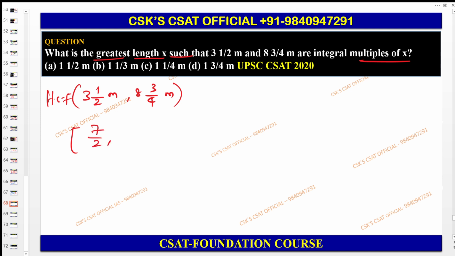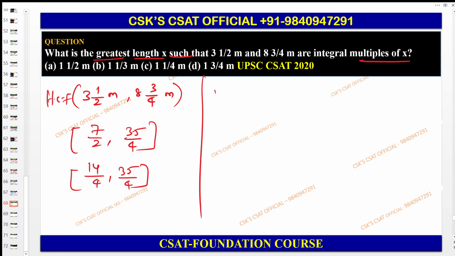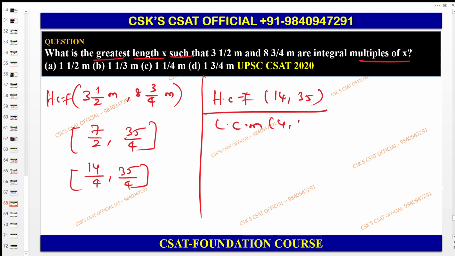7 by 2, 35 by 4. Here the denominator is not the same. First of all, convert the denominator to the same. Multiply here with 2, so 14 by 4. That's it. Now the denominator is the same. What you have to do here? For the numerator you need to take the HCF. For the denominator you need to take the LCM. This you people learned in your foundation.